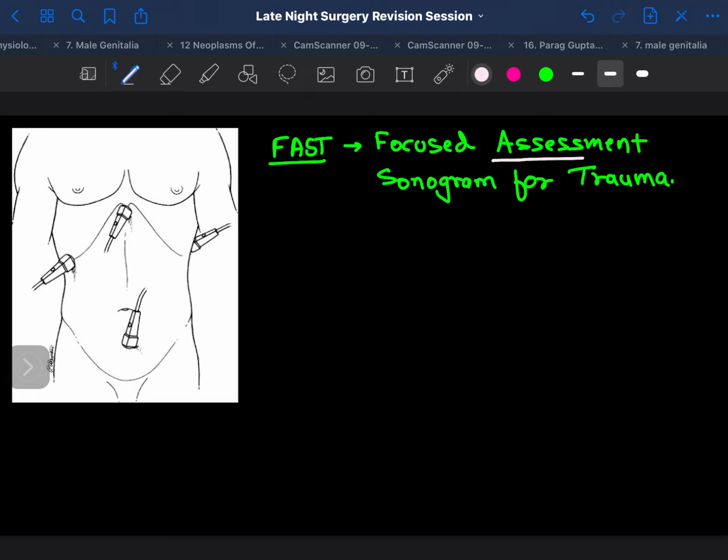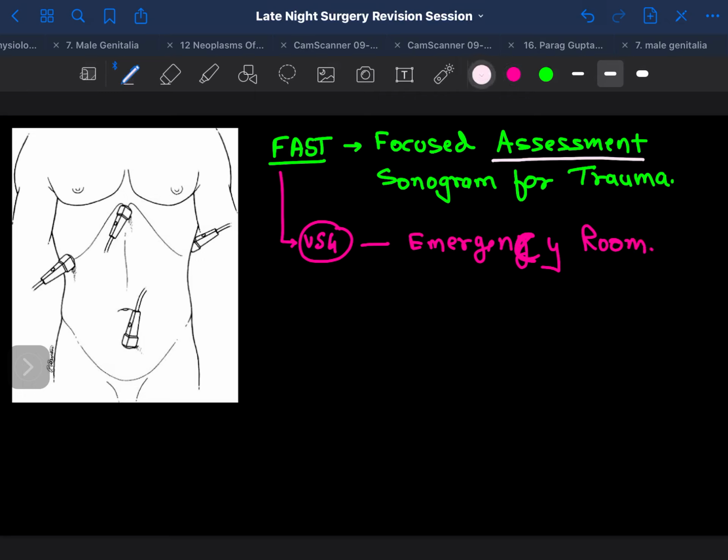Many times students confuse this assessment and mark it as abdominal. So it is not abdominal, guys. The first thing you need to understand is what FAST is. FAST is a focused assessment sonogram for trauma. If I ask you in simple words what exactly FAST is, it is basically a USG which you perform in the emergency room.